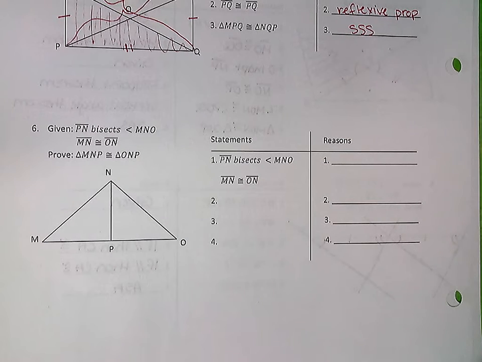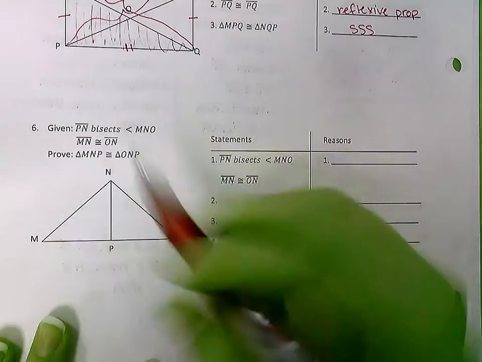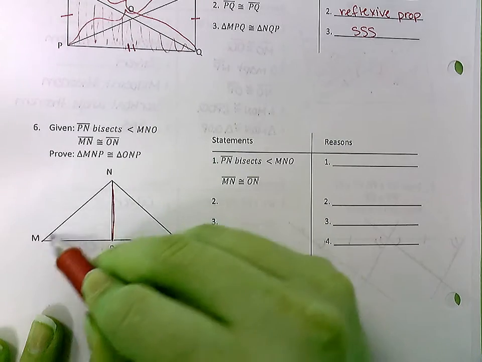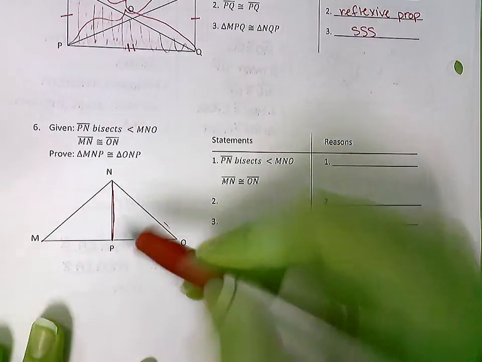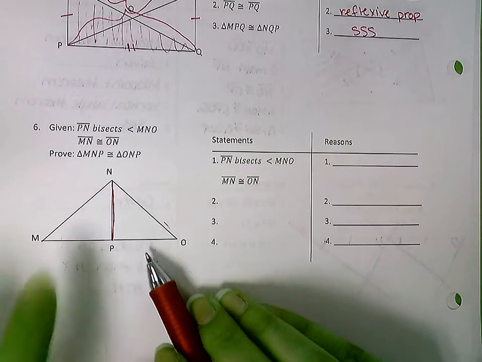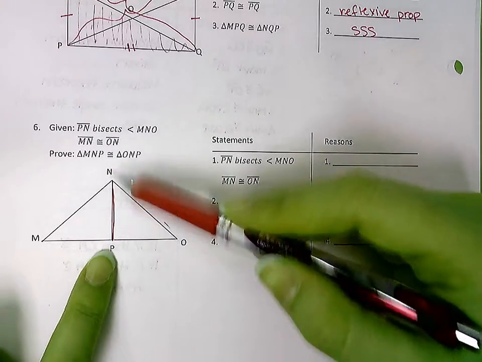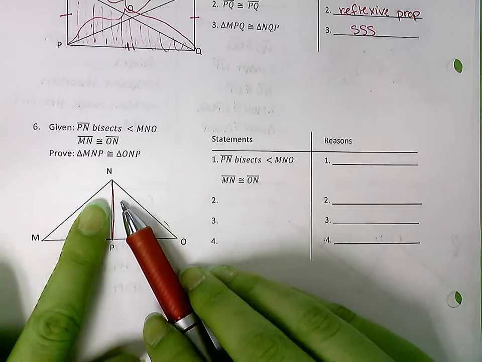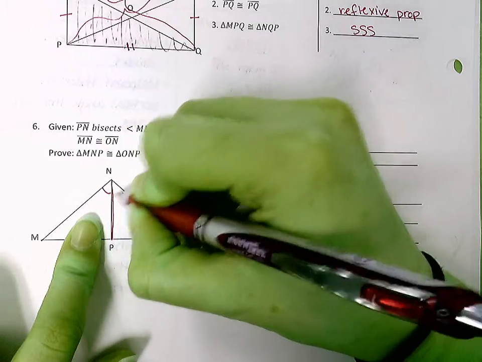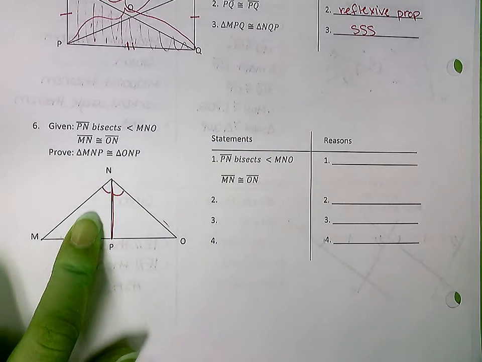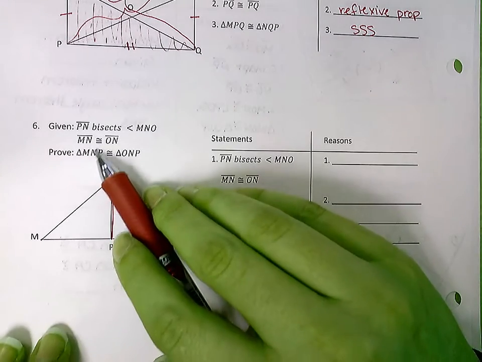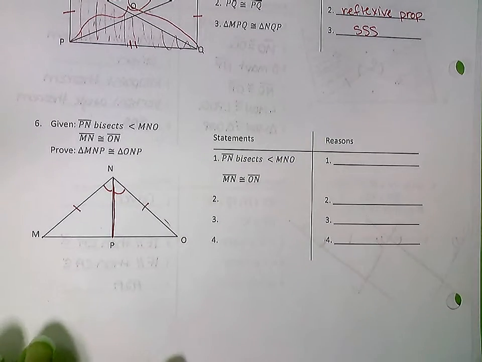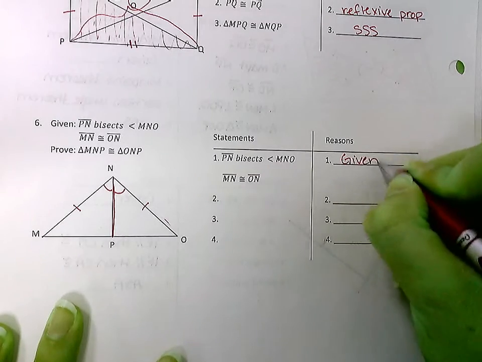All right, this bottom one here. Pay attention please. I have PN bisecting this angle. PN says nothing about bisecting this side. You should not say that these two are congruent. PN bisects this angle. That means it's splitting the angle into two pieces. So you'd say my two angles here are congruent. Then I'm also given MN is congruent to ON. That's my given information.